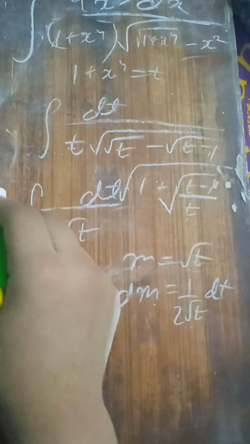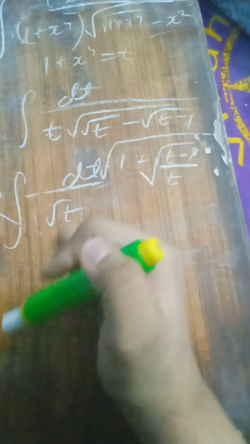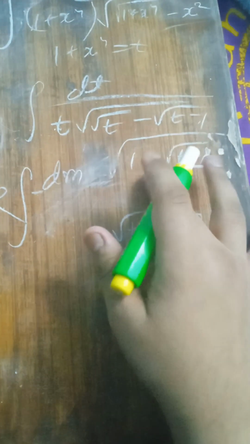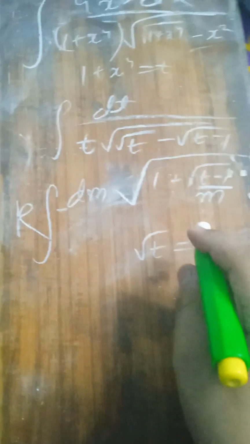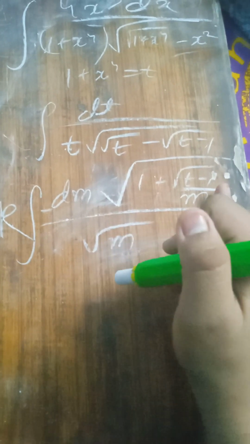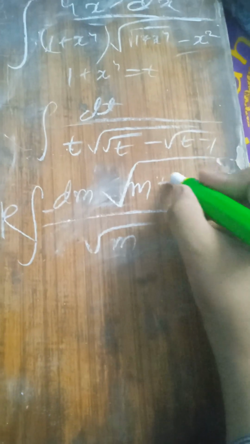Let me ignore constants. Let me put k over there because I'm concerned with the inner part. 1 by root t, dt by root t is dm. So what I'm doing, root t is m. So root of t minus 1 is m square minus 1 under root. You are understanding what I'm trying to say, I believe. By root m, m plus root of m square minus 1.